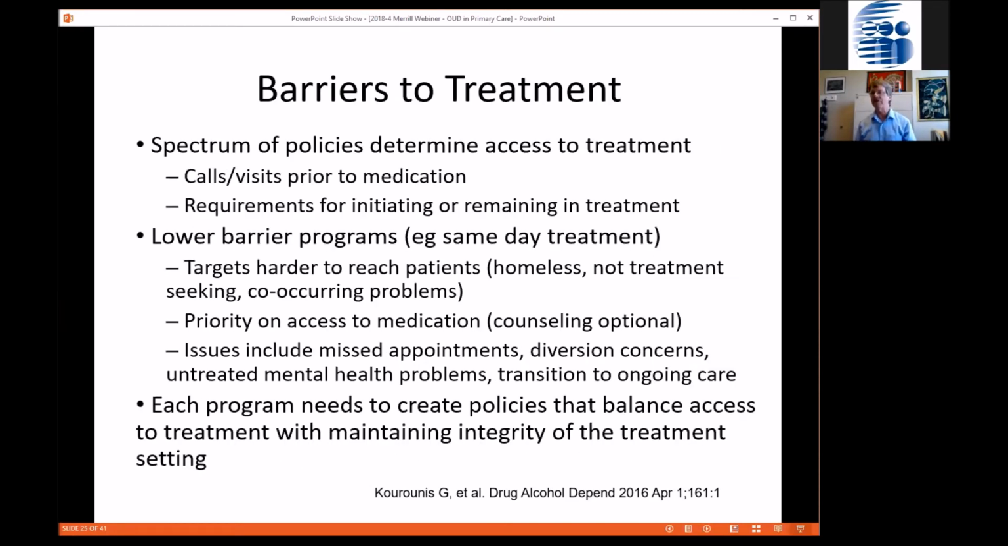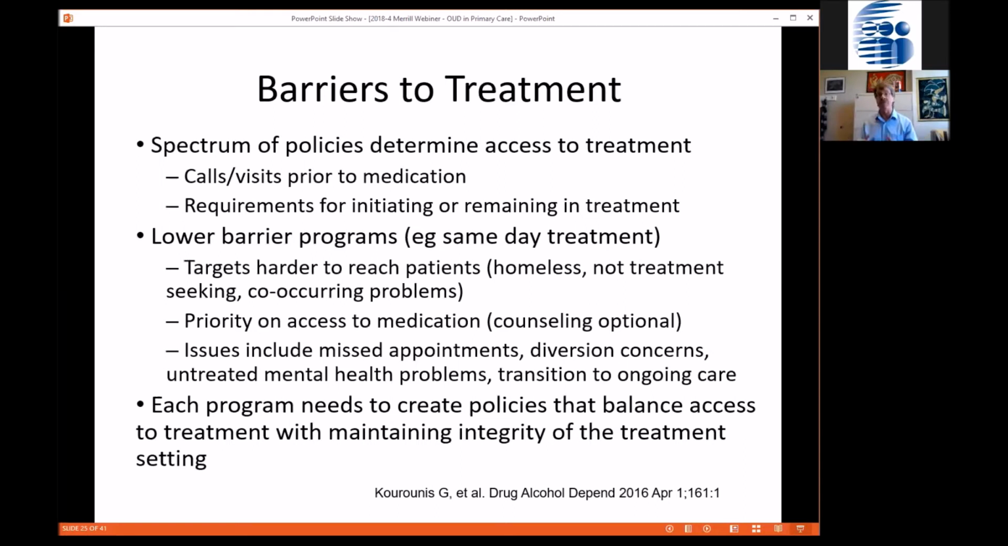So, barriers to treatment. You can see the reference here. This is a little bit of a different way to think about what kind of services are provided. It's really thinking about a spectrum of policies within any of these programs that determine access to treatment. If you have to do a lot of calls and visits prior to getting medication, it's a higher barrier approach. If you can come the same day and get the medicine right then, it's a lower barrier of care.